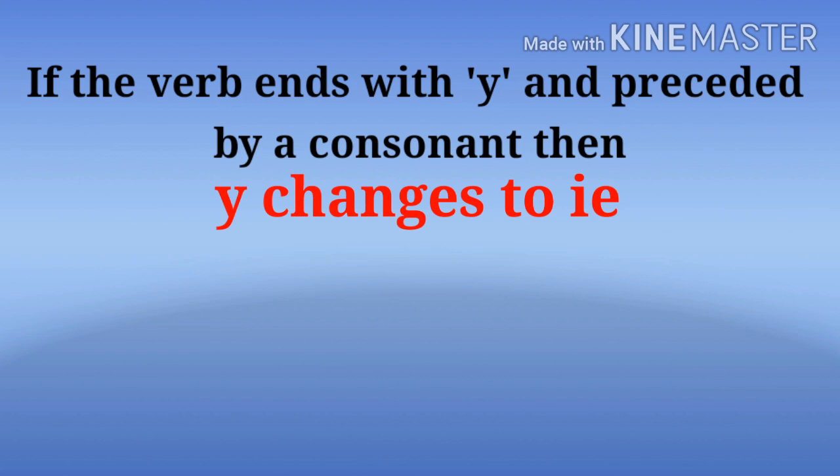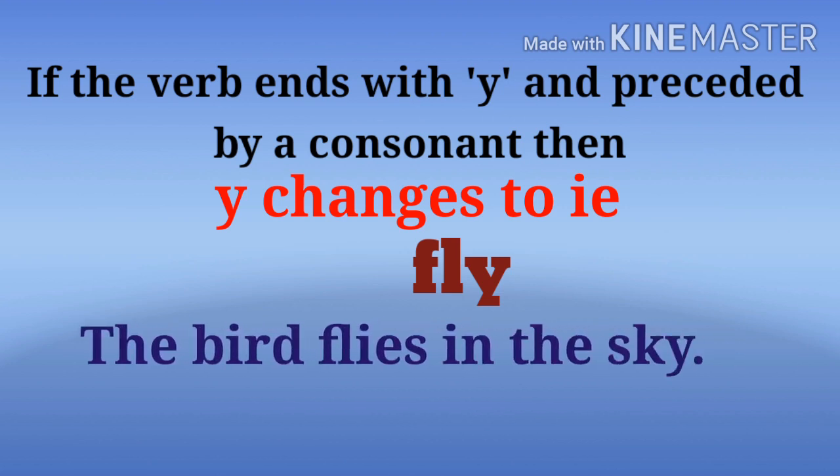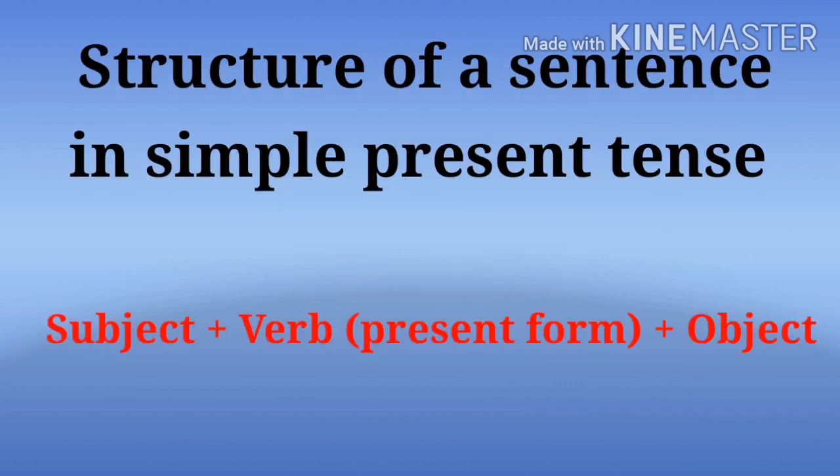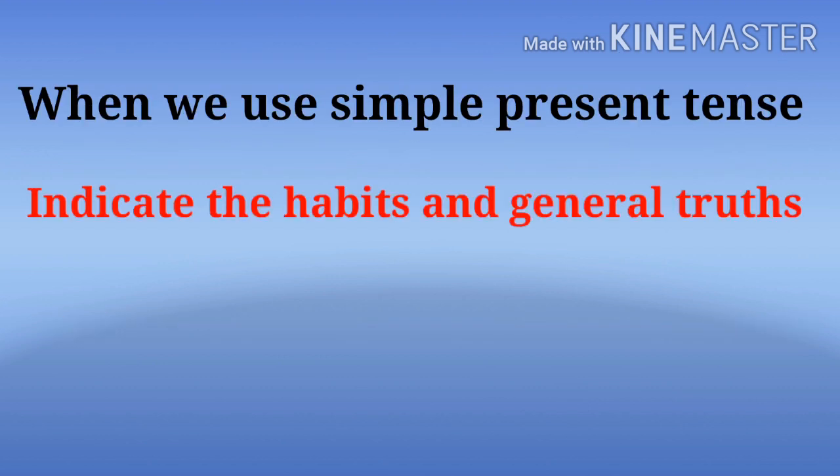If a verb ends with y and if y is preceded by a consonant, then y changes to ie. For example, in the word fly, fly ends with y and y is preceded by a consonant l. So, here y changes to ie. Example, the bird flies in the sky. Okay, children. Now let us see the structure of a sentence in simple present tense. It is subject plus verb plus object. Okay. Now let us see when we use simple present tense.